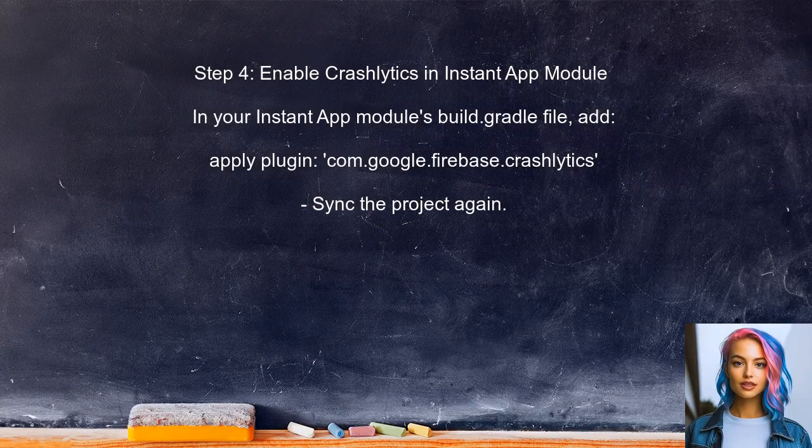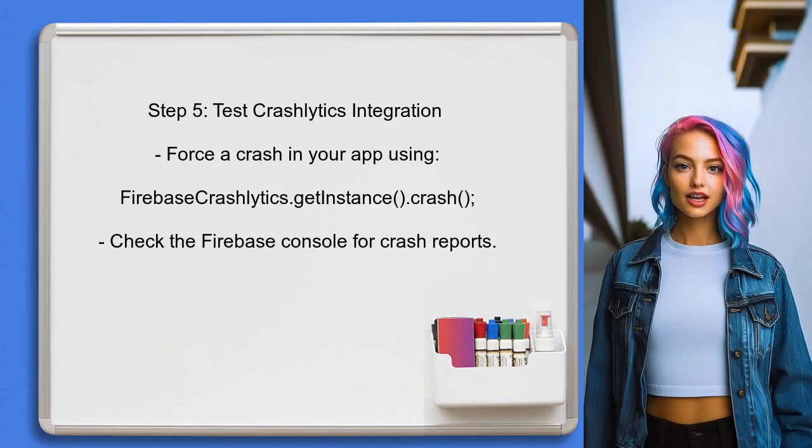Now, the user must enable Crashlytics in their Instant app module. This is done by adding the necessary configuration in the module's build.gradle file. Finally, the user should test the integration by forcing a crash in the app. This will help verify that Crashlytics is capturing the crash reports correctly.